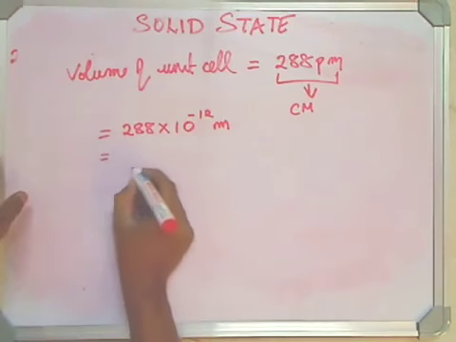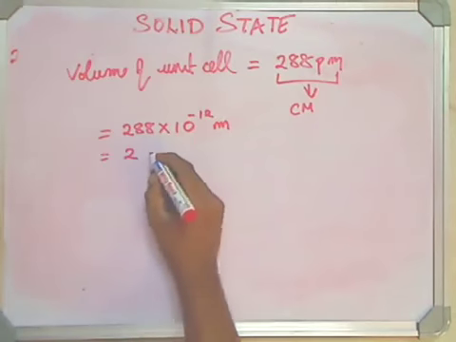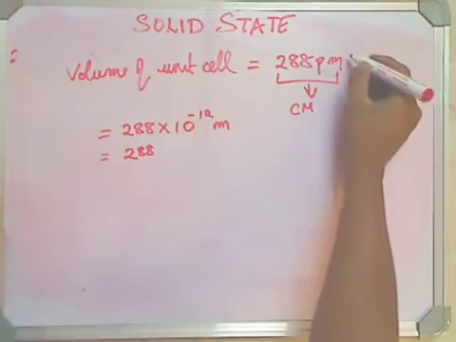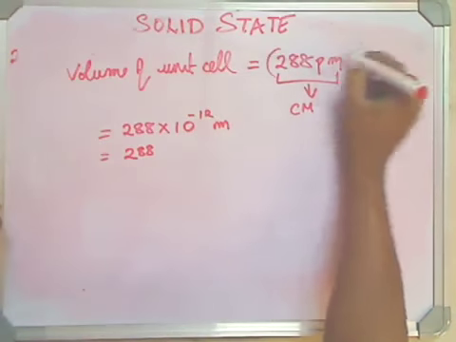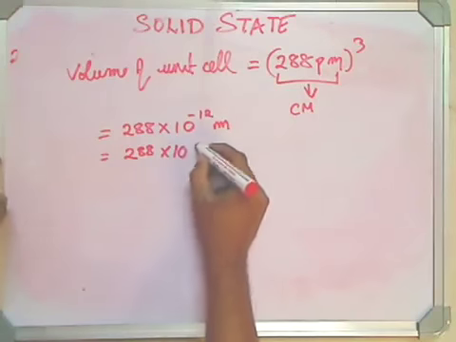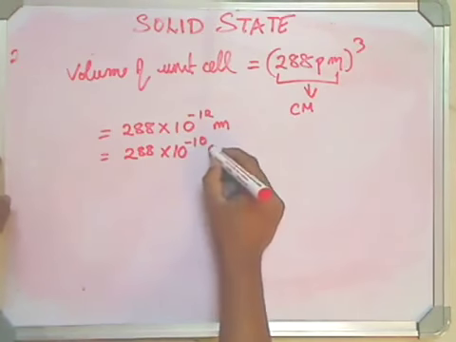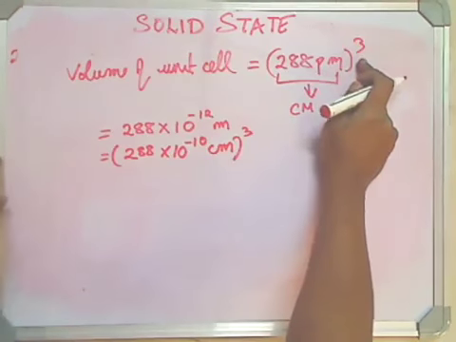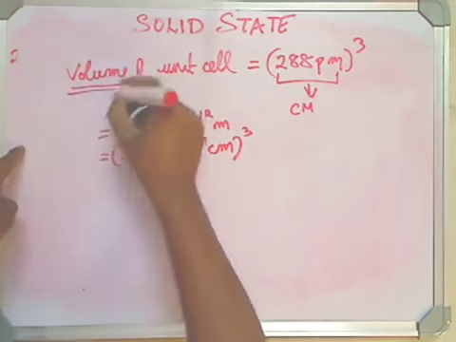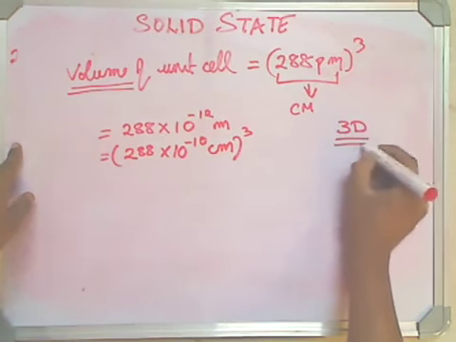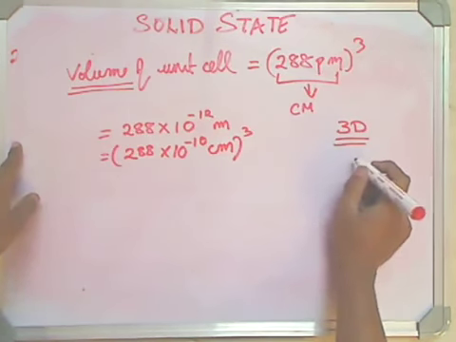Then convert this to centimeter, 288. Remember, this is meter cube. So multiply this by 10 to the power of minus 10 centimeter. I consider the cube factor here because I'm considering volume. Volume, remember, is a three-dimensional quality. It's a three-dimensional quality.